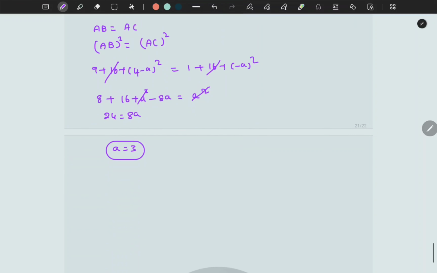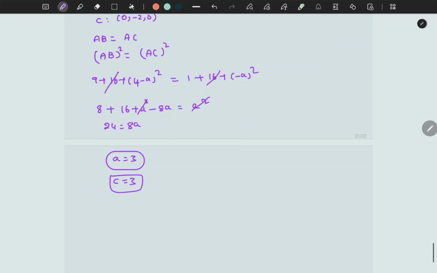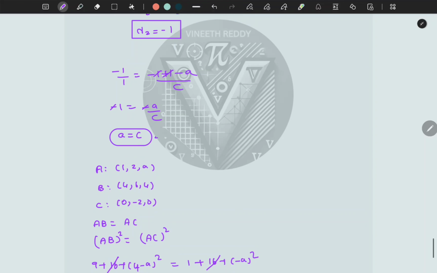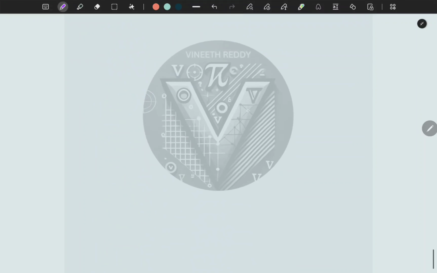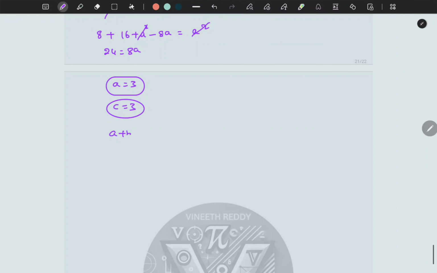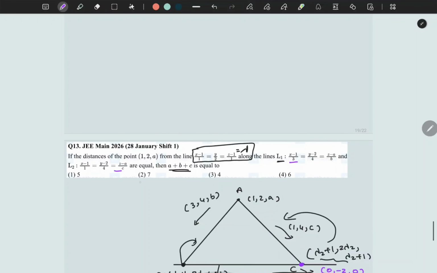So if A is equals to 3, C will also be equals to 3, right? C will also be equals to 3, and A plus B I think is 4. Since A plus B is 4, B will be equals to 1. Acha, we need not find B anyways. I'm finding it. So what is A plus B plus C? That should be 3 plus 1 plus 3. That should be equals to 7. 7 should be the answer. So option 2 should be the correct answer.